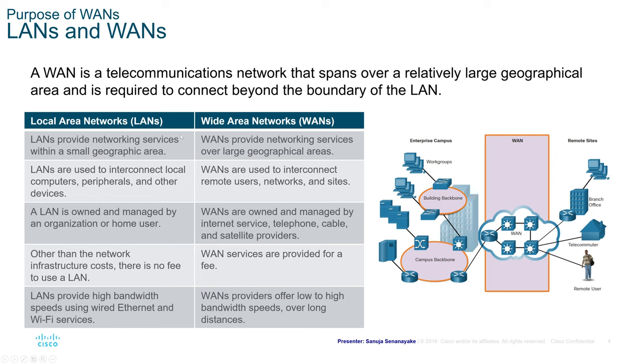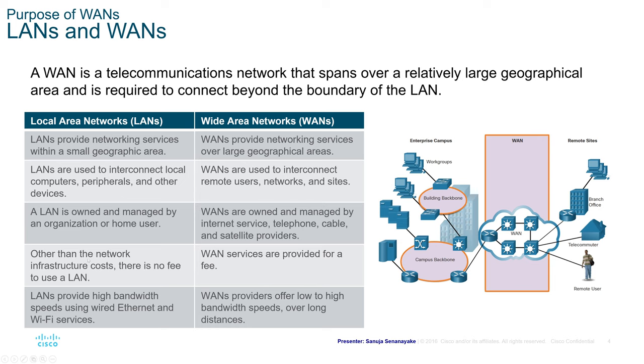LANs, or local area networks, provide network services within a small geographic area. WANs, on the other hand, provide network services over a large geographical area. LANs are used to interconnect local computers and devices with each other, while WANs are used to interconnect remote users, networks, and sites. A LAN is typically owned and managed by an organization or the home user, while WANs are owned and managed by internet service providers, telephone network systems, and cable and satellite providers.